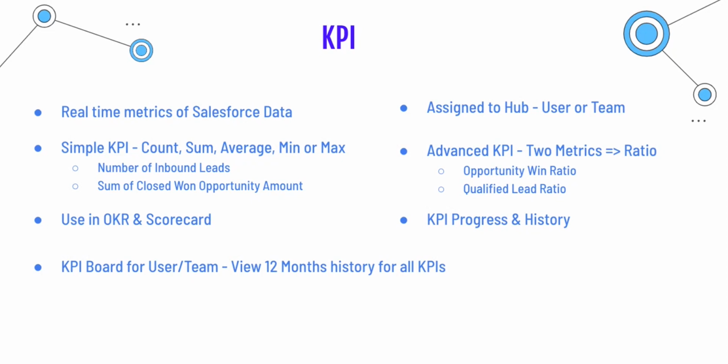And for each KPI, you can look at the progress and also the historical information. Finally, we also provide a KPI board, which shows 12-month historical performance for all the KPIs. This way, you have a good view of how a team or a user is performing over the last 12 months. Now let's go ahead and see how KPI looks in the Ocrify application.